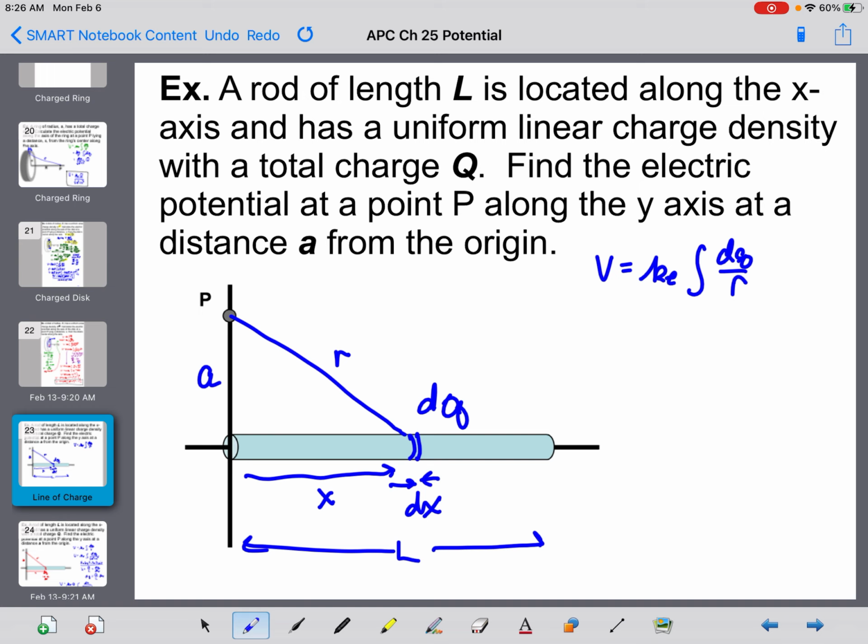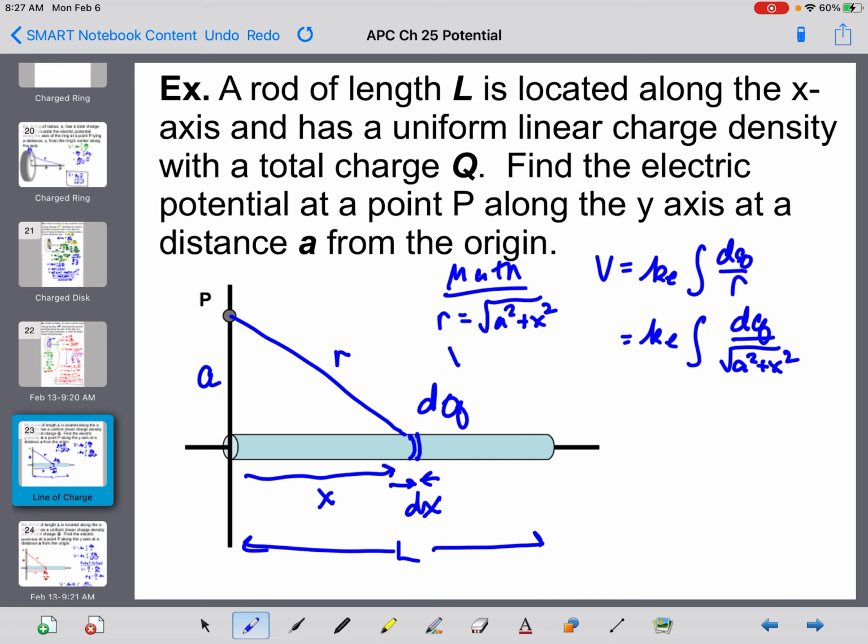Okay, so then let's see, mathematical substitutions, because dq changes and r changes. I'm going to replace r using the Pythagorean theorem, the square root of a squared plus x squared. So then we've got k sub e integral of dq over the square root of a squared plus x squared. We still have two things that are changing, now x and dq.